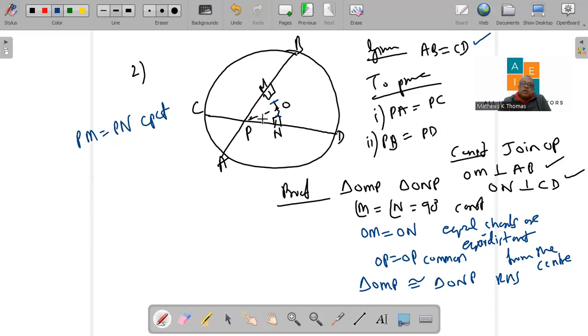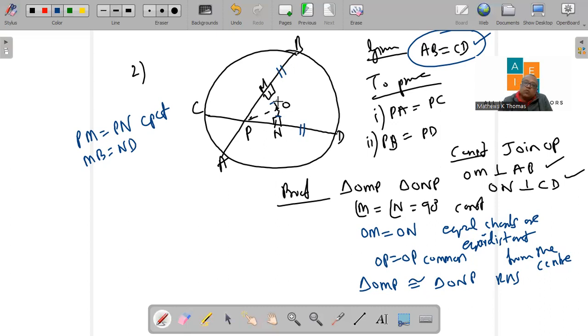Now, PM equal to PN we have proved. Now we can say that MB is equal to ND. Now, how can we say MB equal to ND? Because these are equal chords. If chords are equal, their halves will also be equal. So half AB equal to half CD. Half of AB can be replaced with MB and half of CD can be replaced with ND.